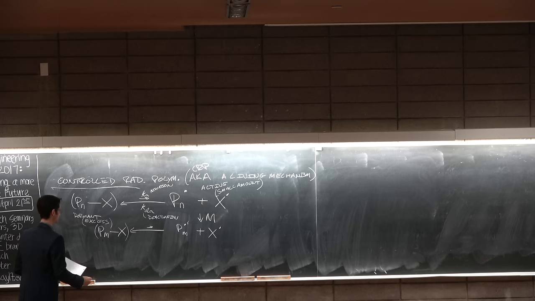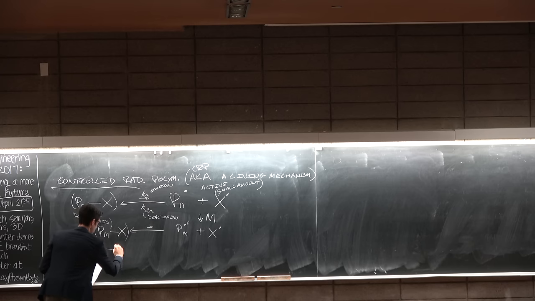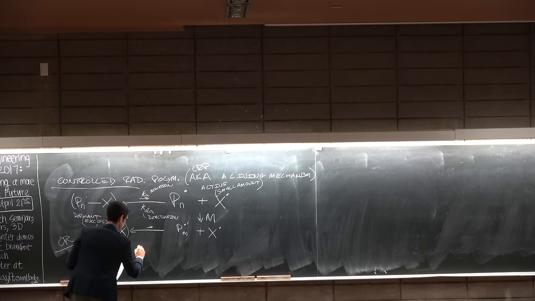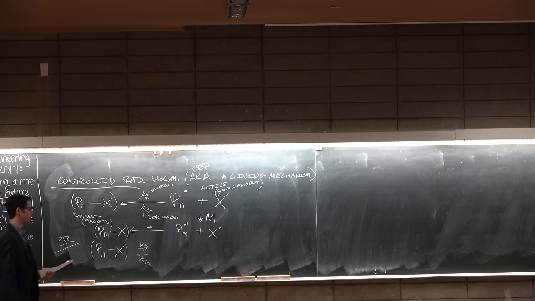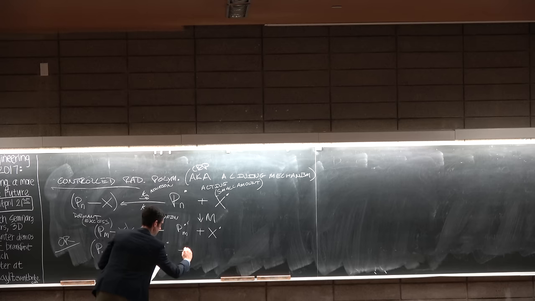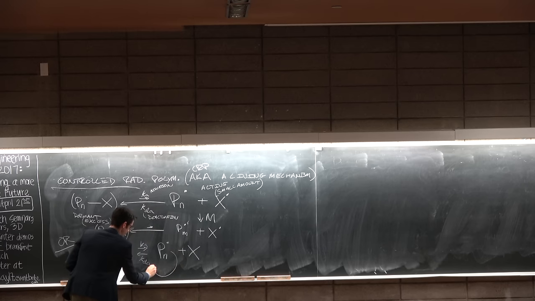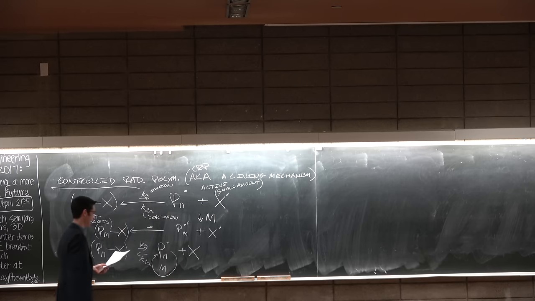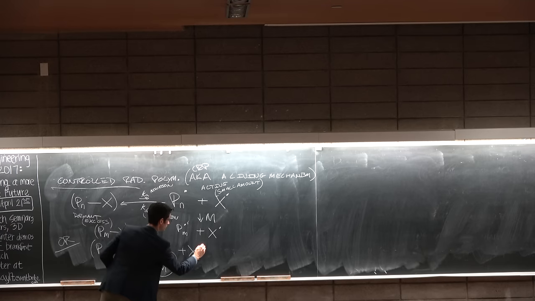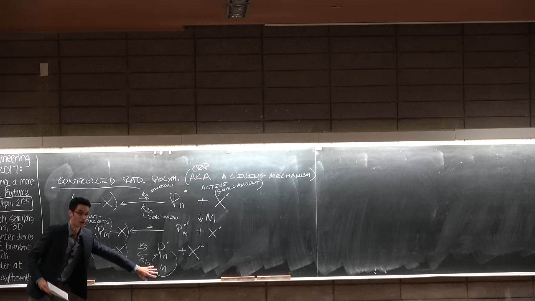A way that this is often abbreviated, because we don't like writing all of these arrows, is Ka over Kda, where we just have this reaction arrow pointing back at itself with a monomer over it.